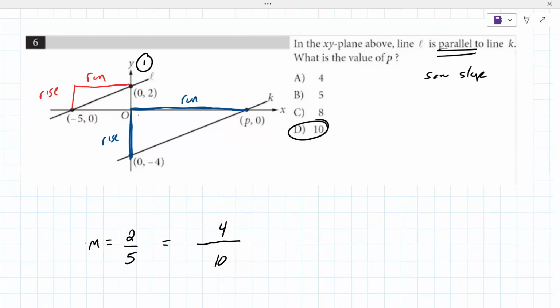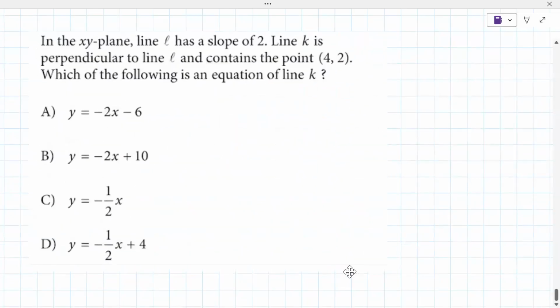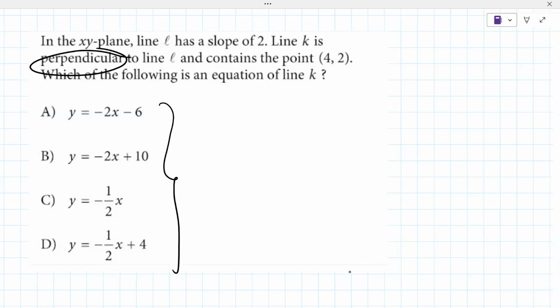Okay. Let's look at another question. I think you're doing real well on these. Maybe you wish you'd seen these before your test. I don't know. All right. In the XY plane, line L has a slope of 2. Line K is perpendicular. That's important. Line K is perpendicular to L. So which of these 4 equations has the right slope? There should be 2 of them.